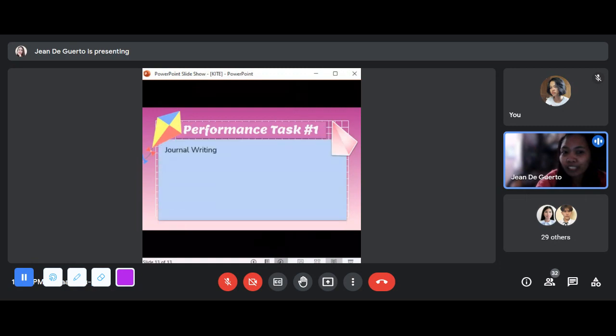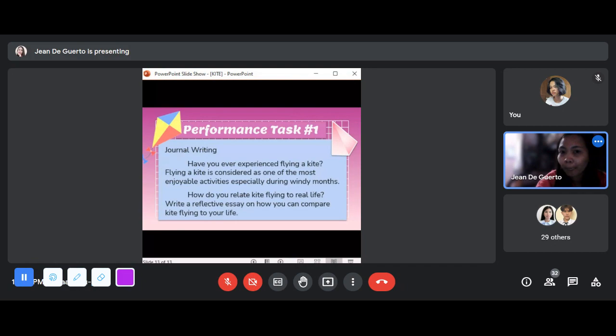Ito yung performance task number 1 ninyo. Isasend ko lang din itong PowerPoint natin sa GC later. So performance task number 1. You can have your journal into at least 5 to 10 sentences. You make it short na lang. Pero kung masipag kayo, okay lang din mahaba.